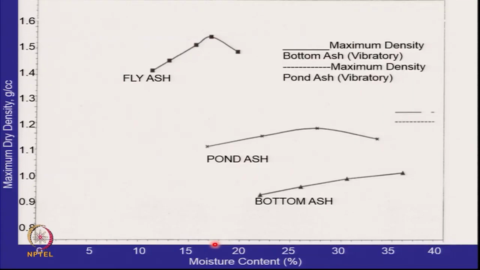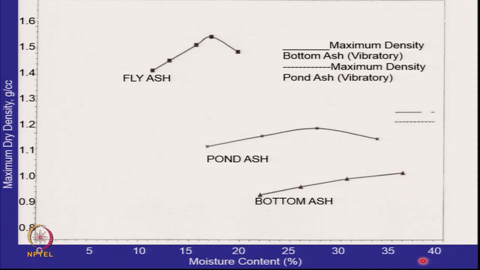So if I look at 3 samples from the same thermal power station, this is my fly ash, and I've got an inverted V curve. This is my pond ash. I've got an inverted V but a pretty flattish curve. That's why I put all of them on the same graph. And this is bottom ash, doesn't seem to have any peak. And remember, this is about 40% water content.